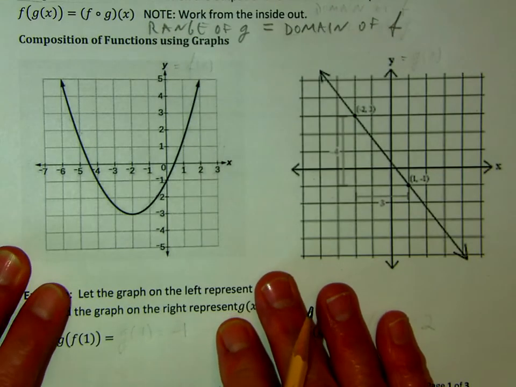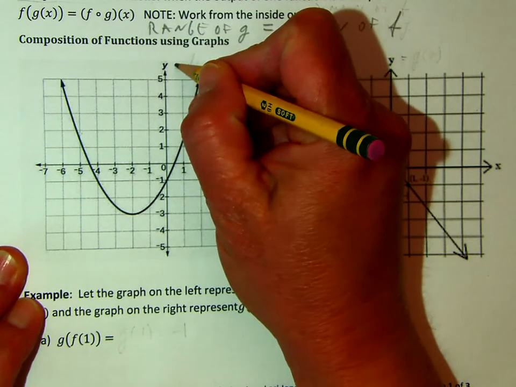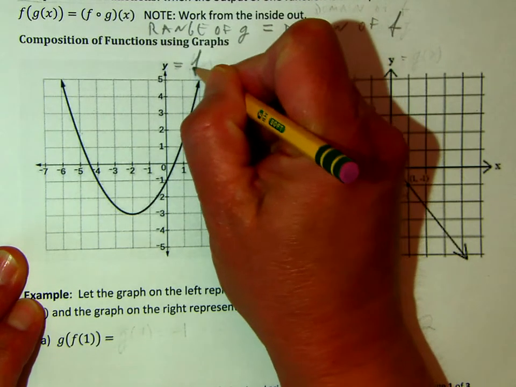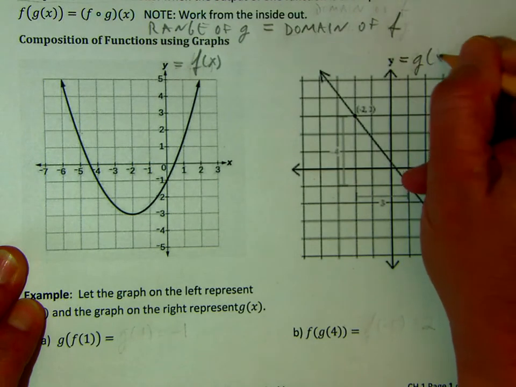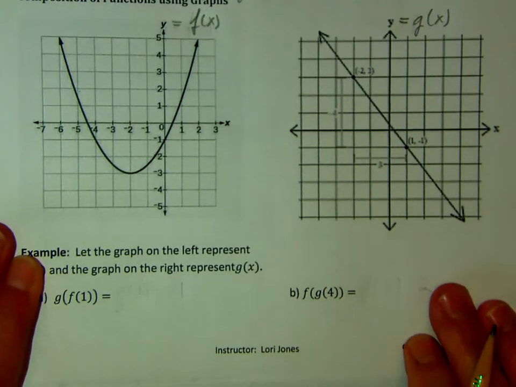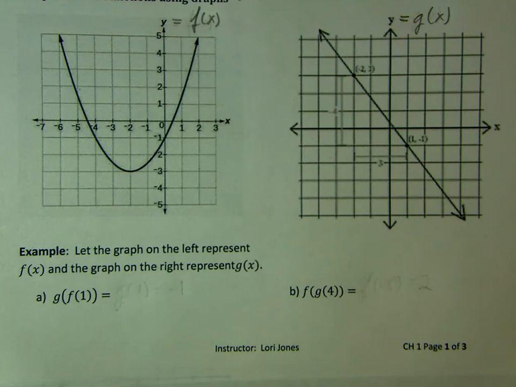Composition of functions using graphs. Let's let the graph on the left represent f of x and the graph on the right represent g of x. We can evaluate at particular points using the graphs. For example, g of f of 1 means we evaluate the function f at 1 and take that output and use it as the input of g.